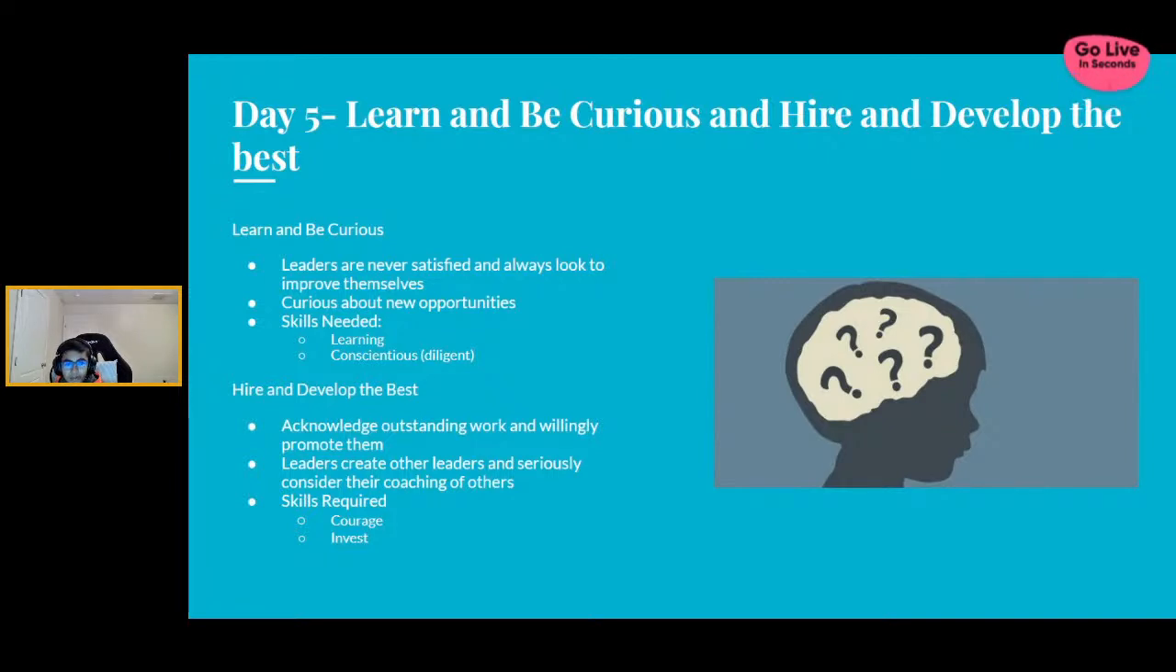Hire and develop the best. Leaders acknowledge outstanding work and are willing to promote those who do outstanding work. Leaders create other leaders and seriously consider their coaching of their employees. In order to do so, they have to be willing to invest in their employees and have courage that their employees will succeed.